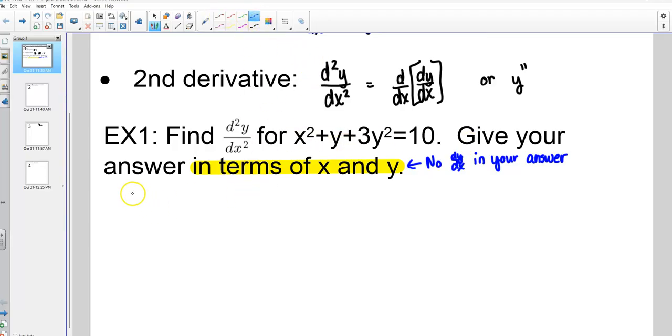To take that first derivative, this is the process we've already been through. This one's not too bad because it doesn't require any special rules. We're just going to have 2x plus the derivative of y, which would just be 1, but it would have a dy/dx with it, and then we'll get plus 6y dy/dx equals 0.